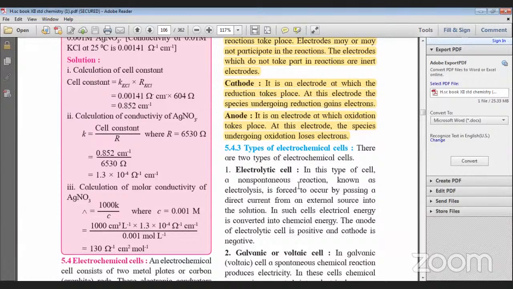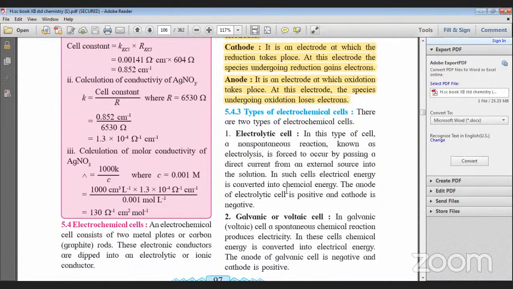So keep it in mind, in an electrolytic cell, anode is always positive and cathode is negative. So in an electrolytic cell, a non-spontaneous reaction takes place where direct current is allowed to pass through the circuit. A chemical reaction takes place, it's a redox kind of reaction. And the electrodes, cathode is negatively charged and anode is positively charged. It's called an electrolytic cell.